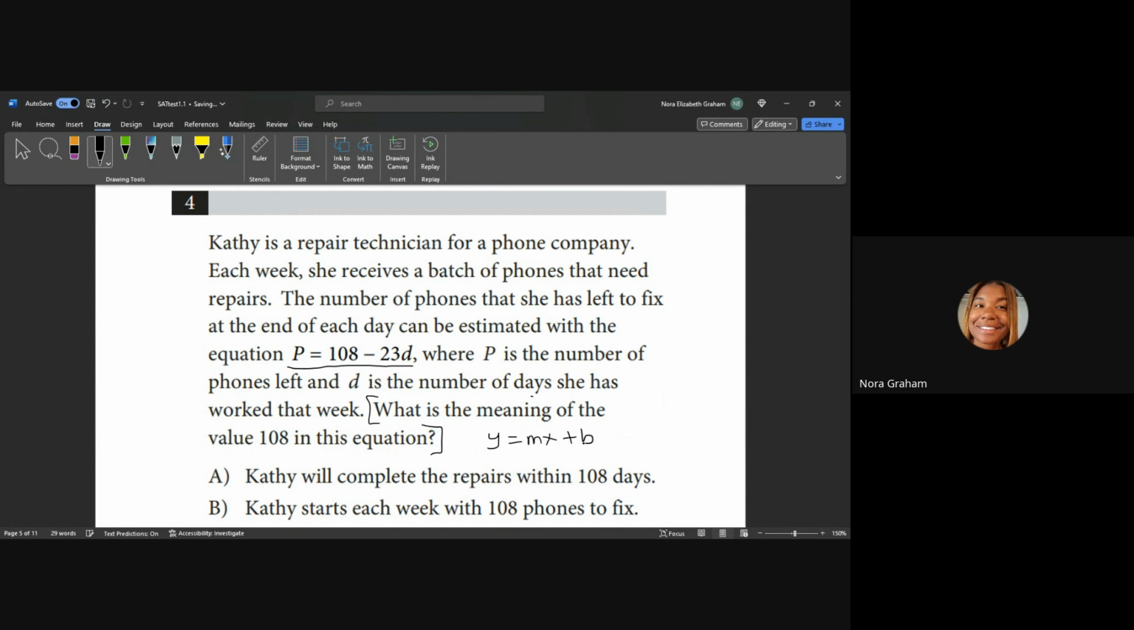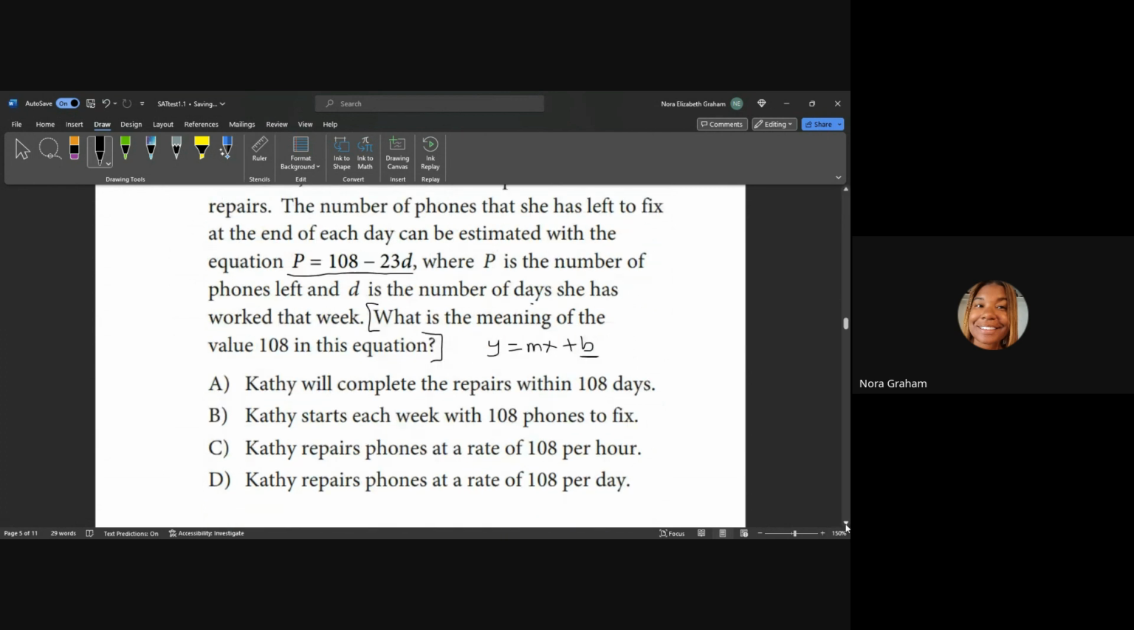And this equation right here, 108 is our constant. And usually when we have a constant for our linear equations, it's going to represent our starting point, okay? Or when my x is 0. So if we read through these, Kathy will complete the repair within 108 days. It's not talking about, the 108 is not representing what she'll finish in that time, all right? And then it says D is the number of days. So 108 is not really dealing with that. So A is not a possibility.